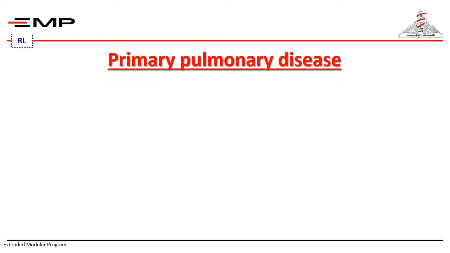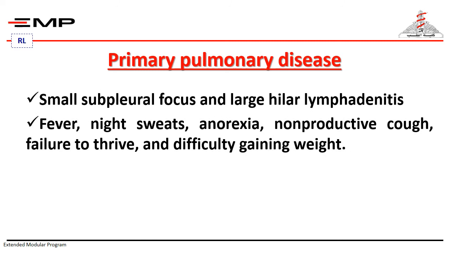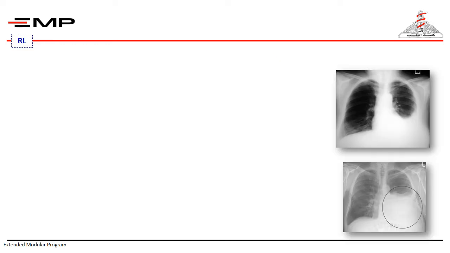What about primary pulmonary disease? It is a small subpleural focus and large hilar lymphadenitis. The patient can only complain of fever, night sweating, anorexia, non-productive cough, failure to thrive, and difficulty gaining weight.